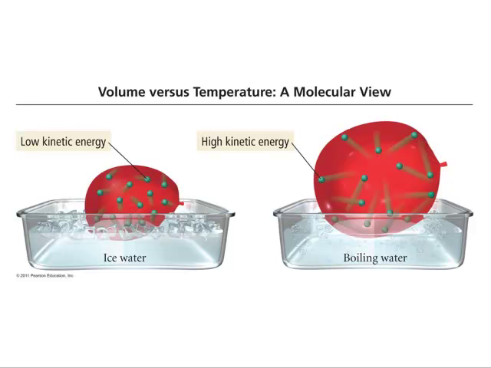Here's an illustration of Charles' law. If we throw a balloon in ice water, the temperature of the ice water is lower than the air in the balloon, so heat will transfer from the air molecules in the balloon to the water, lowering their kinetic energy, decreasing the force with which they impinge on the interior of the balloon, causing the volume to decrease. If we threw that same balloon in hotter water, boiling water, we'd give those air molecules more kinetic energy, increasing the force with which they strike the interior of the balloon, of course increasing the volume.